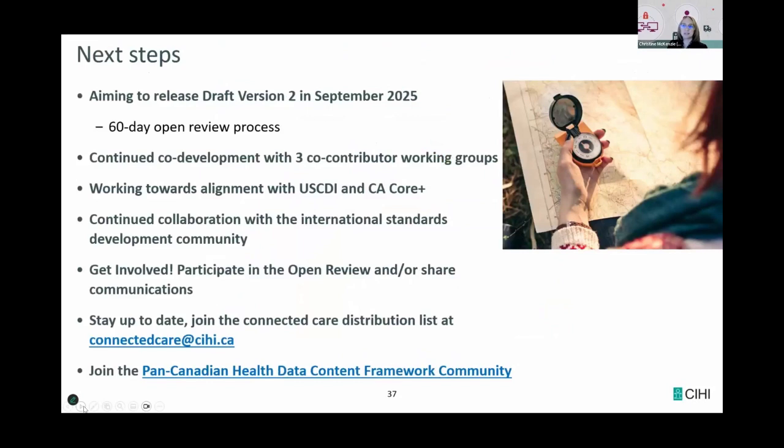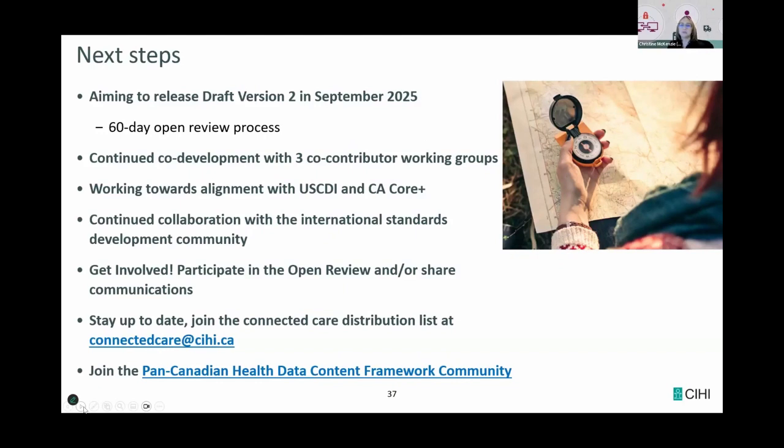So for our next steps, and I alluded to this earlier, we are aiming to release draft version 2 in September 2025. And this is going to be followed with a 60-day open review process again. So we're going to be sending out communications. We will be on social media. We will be advertising that this is out for open review. So if you haven't participated yet, please participate. We do want to hear from you.